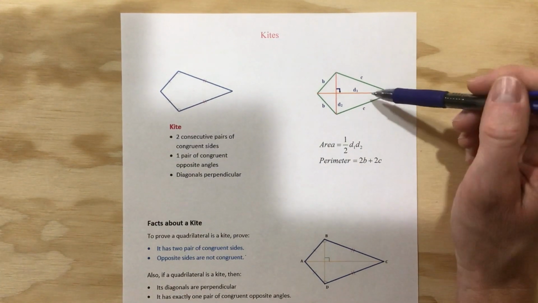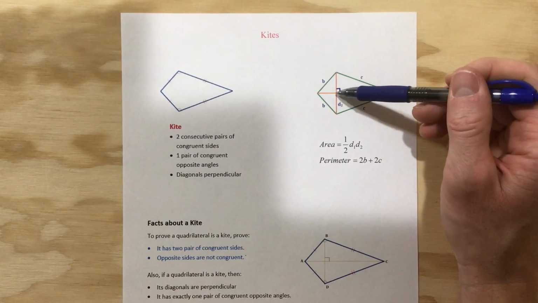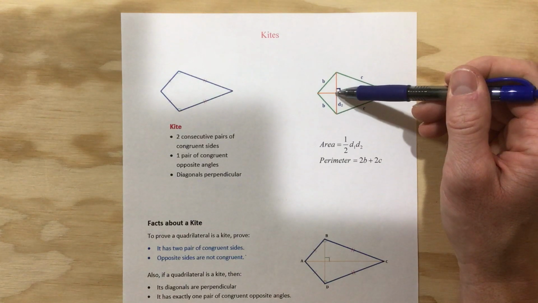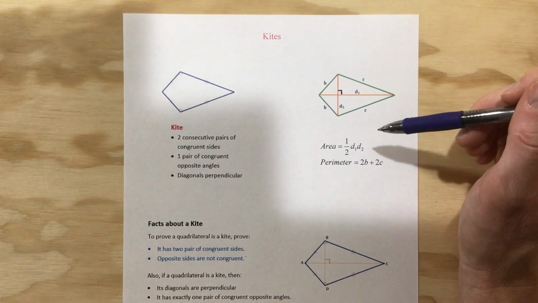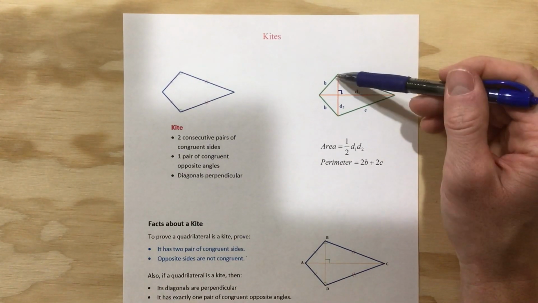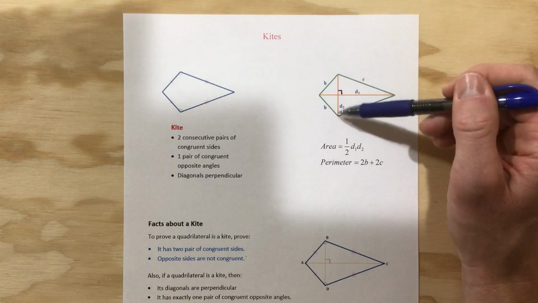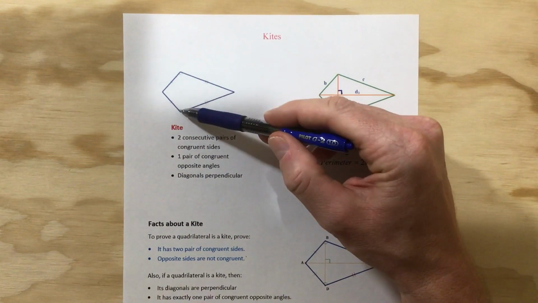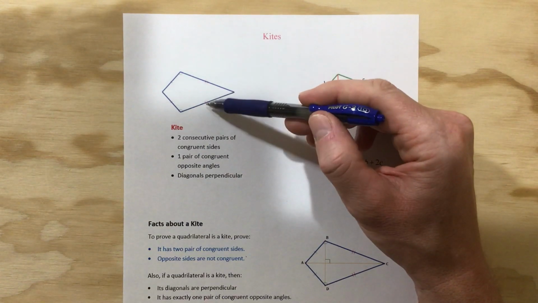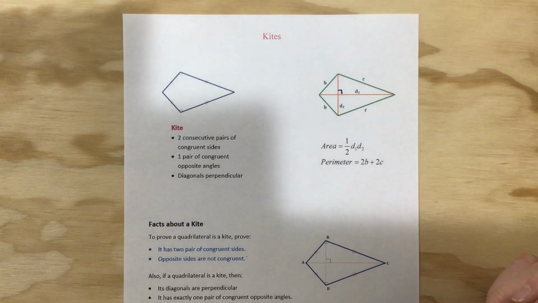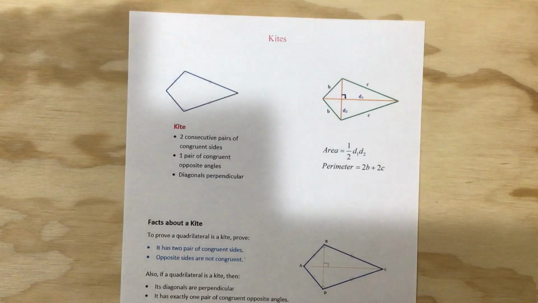And one of the diagonals, D1, does actually bisect diagonal D2, but D1 is not split into half, it's just split. So D2 is split into half. Those angles are the same, and those sides are the same, and those sides are the same. Okay, so this is kind of the picture.